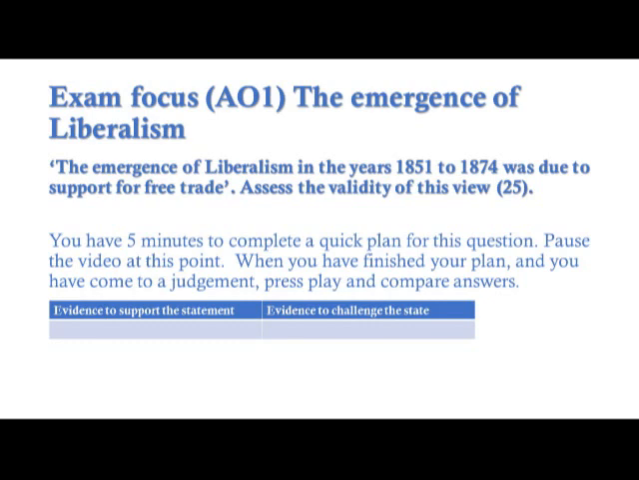So at this point, I'd like you to hit the pause button and give yourself 5 minutes to put a quick plan together. This is something that we haven't looked at for quite some time, so it may well be that you're thinking, I've completely forgotten all of this, which obviously, with the exam literally just around the corner, you'll need to remedy. So give yourself 5 minutes, hit the pause button now.